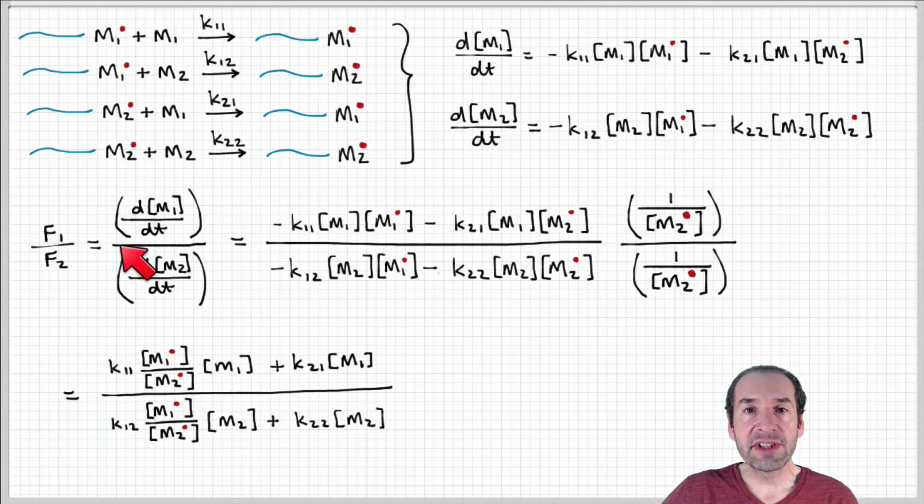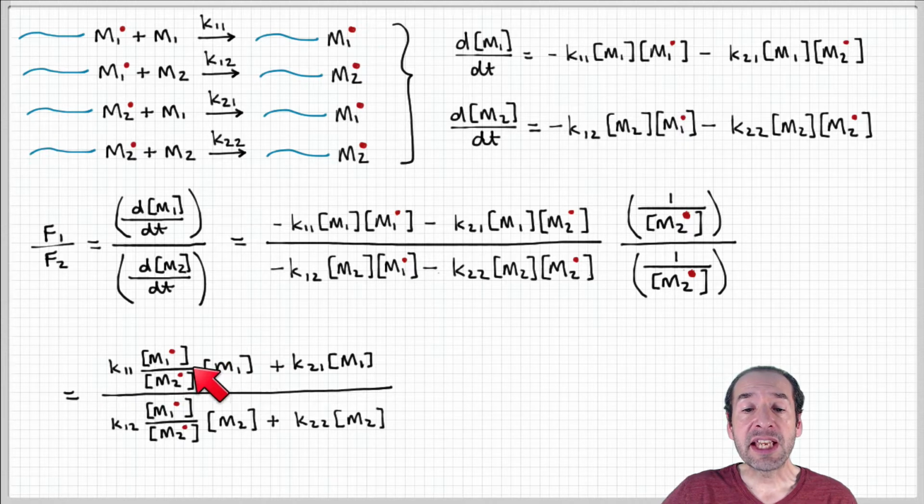We're continuing our analysis to obtain expressions for the amount or fraction of monomer 1 and monomer 2 that are present in copolymers that are synthesized using free radical copolymerization. And when we left off last, we obtained an expression like this for the ratio of the mole fraction of monomer 1 to the mole fraction of monomer 2 in the copolymer.